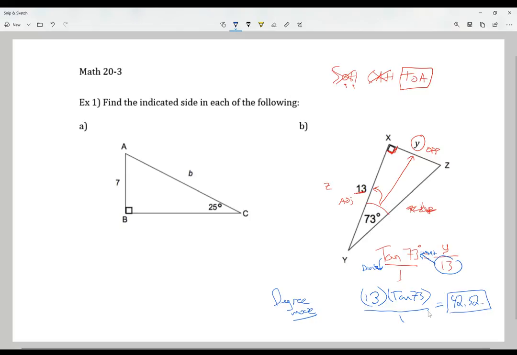This is how you use these trig ratios to find side lengths. That's all we're going to learn today because it's a lot of information. I want to give you some examples to try. So let me know if you have any questions.